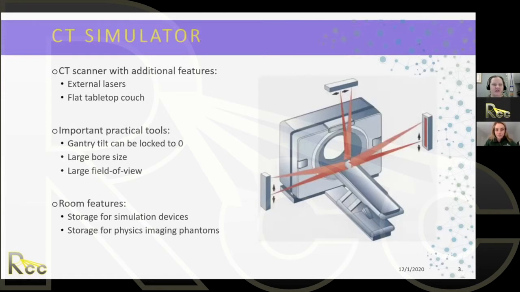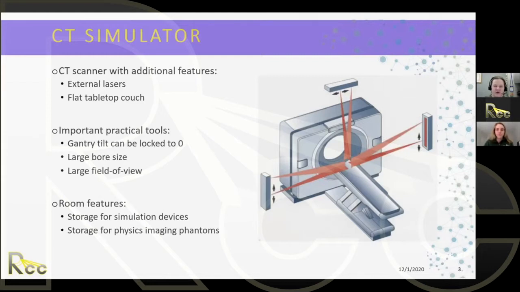A CT simulator is essentially a regular diagnostic CT scanner with some additional features. We put in external lasers to reference the isocenter to our isocenter in the Linac room. And instead of the nice round couch that you find in radiology, we have a flat couch that mirrors our couch on the treatment machines and sometimes has little indexing devices. There are some important practical tools to think about when you install your new CT scanner. In my place, we've just replaced ours, and we talked about this extensively when we looked at machines.